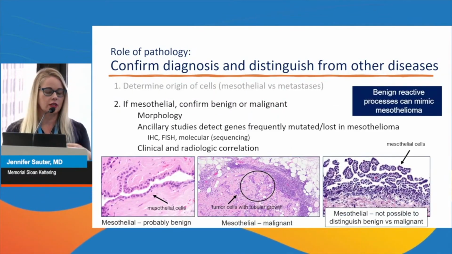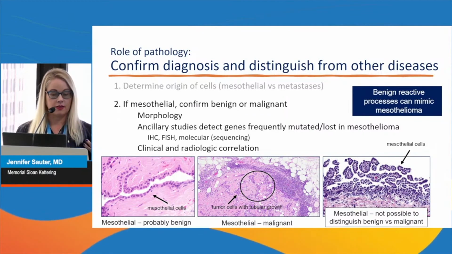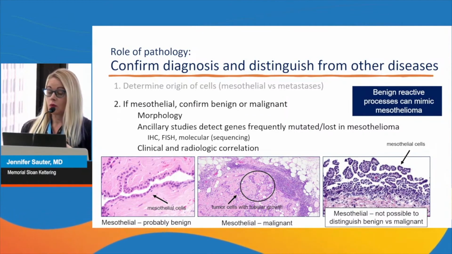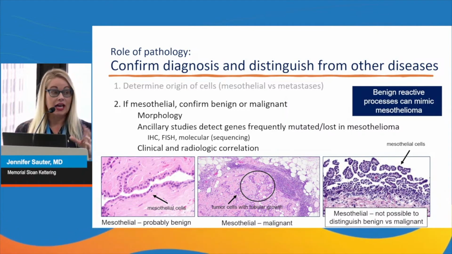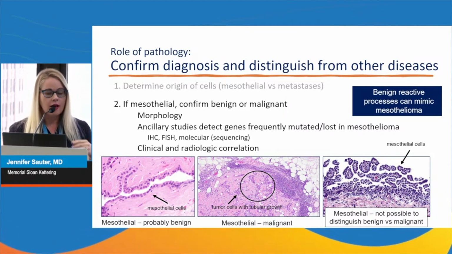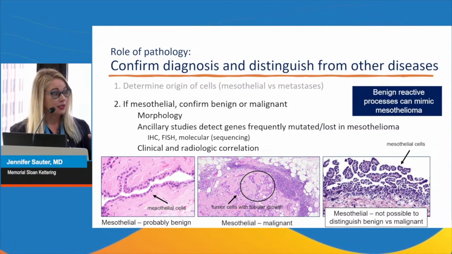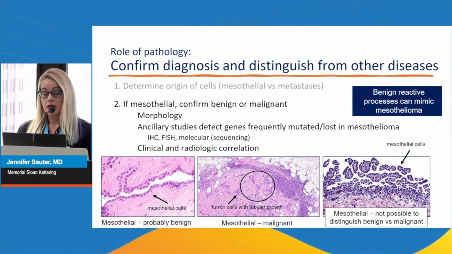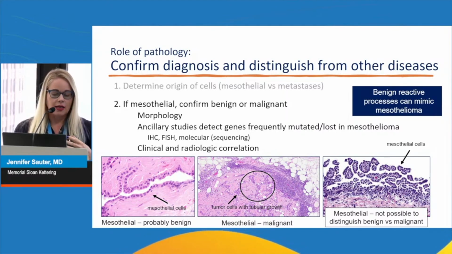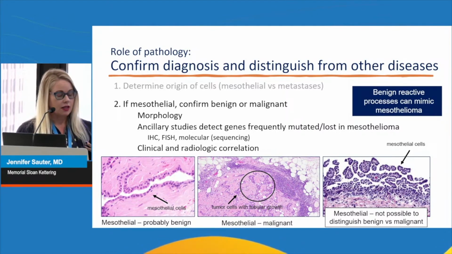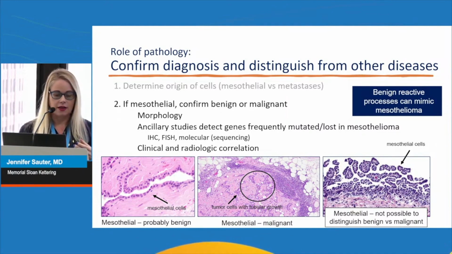So once we've determined that the origin of the cells is mesothelial, we now need to know whether the process is benign or if it's malignant. This also is very difficult because many benign reactive processes can mimic mesothelioma. So this is an area of pathology that's very difficult. I can show you a few examples. We do look at the morphologic features before we do anything else. So in this example here, you see fairly bland appearing mesothelial cells lining the surface in a single layer.